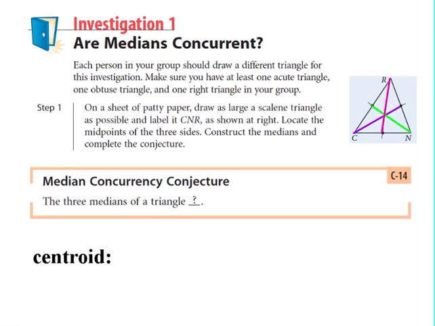So what do y'all notice about the three medians of a triangle? They all meet, they all intersect. In other words, remember we used the word concurrent. So that's the median concurrency conjecture: the three medians of a triangle are concurrent. That's why you did three different triangles, because it worked in an acute, a right, and an obtuse.